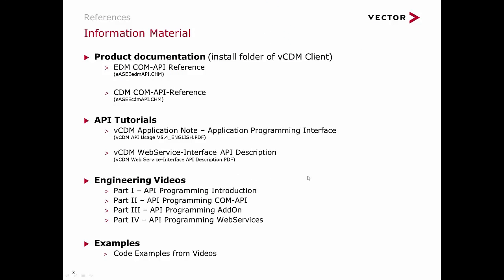If you want to have a further look at further information materials, we have at once the product documentation, which is installed in your vCDM client. So just open the installation directory of your vCDM client, go to the subfolder help, and there you will find many CHM files, Windows help files. There are two important ones if you want to develop with the vCDM APIs. The first one is the EasyEDM API CHM. The second one is the EasyCDM API CHM.